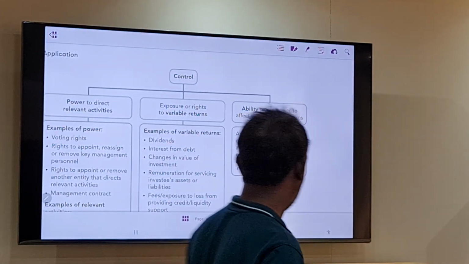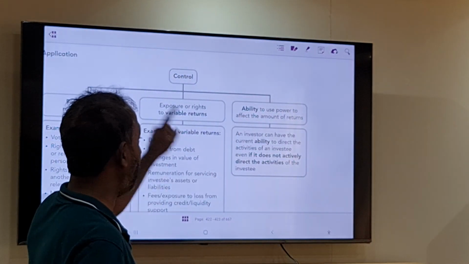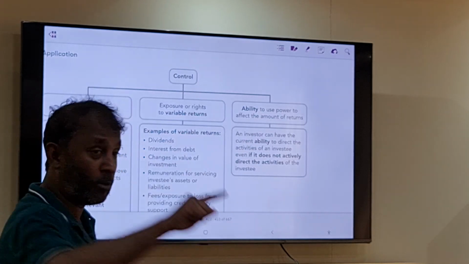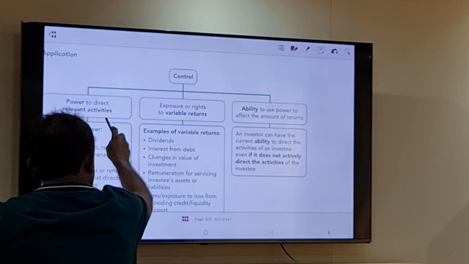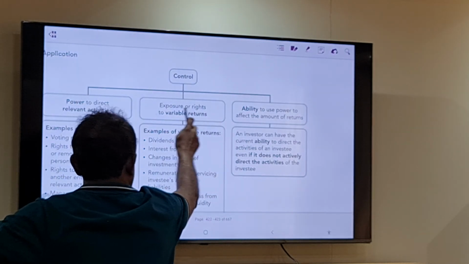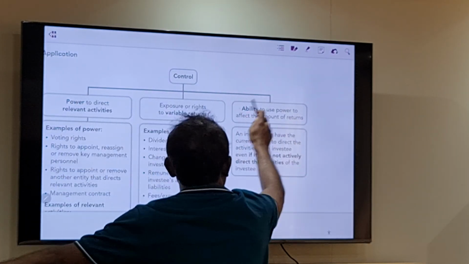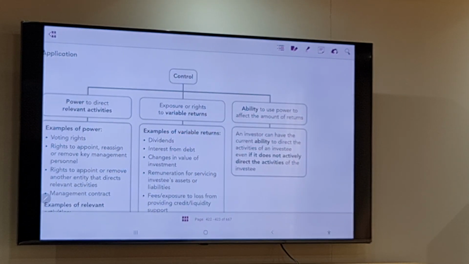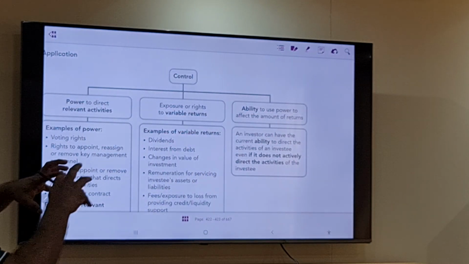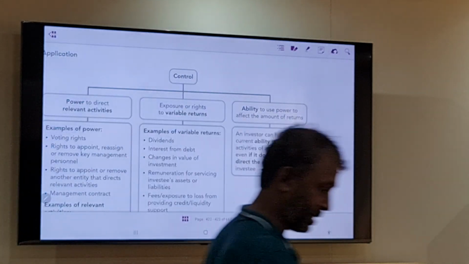And the third one, the ability to use power to affect the amount of return. So you have to rewrite this. Control is the power to direct relevant activities, which has exposure or right to variable returns, and the ability to use power to affect the amount of returns. That's how the definition is. So that has three different layers.